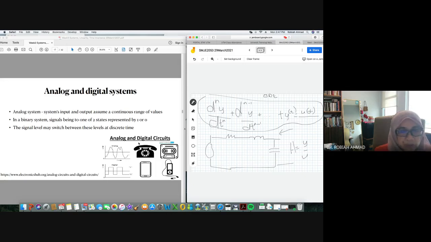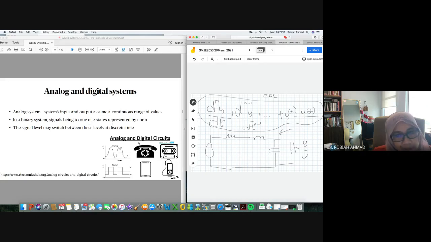Okay, now that we know everything is digital, digital means the signal is 0 or 1. If the value is in between, that's why we have to do some sampling and so forth. Okay, so in a binary, which we will learn also, in a binary system, signals are in one of two states, 1 or 0.